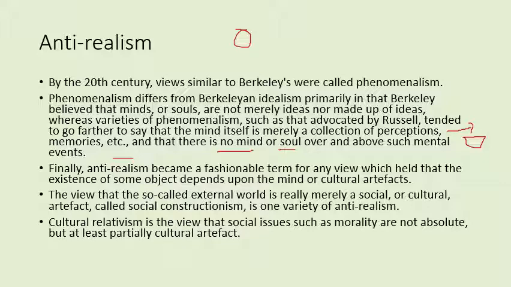Finally, anti-realism became a fashionable term for any view which held that the existence of some object depends upon the mind. If you are there, the object is there. If you are not there, the object is not there. The view that the so-called external world is really merely a social or cultural artifact, called social constructionism, is one variety of anti-realism. They say all these people who are saying these things exist, it is by the people in their mind. Cultural relativism is the view that social issues such as morality are not absolute, but partially a cultural artifact.